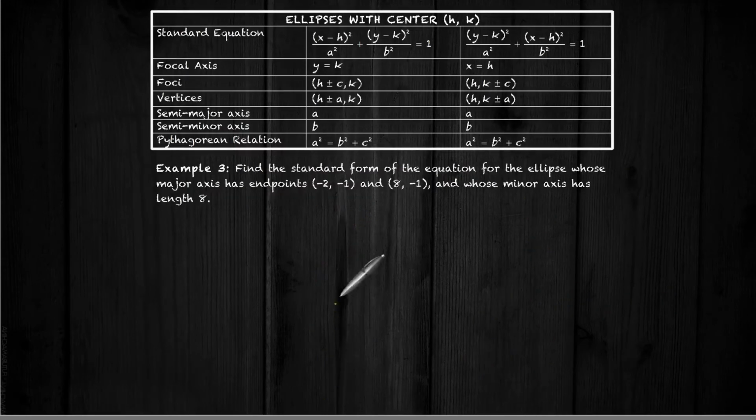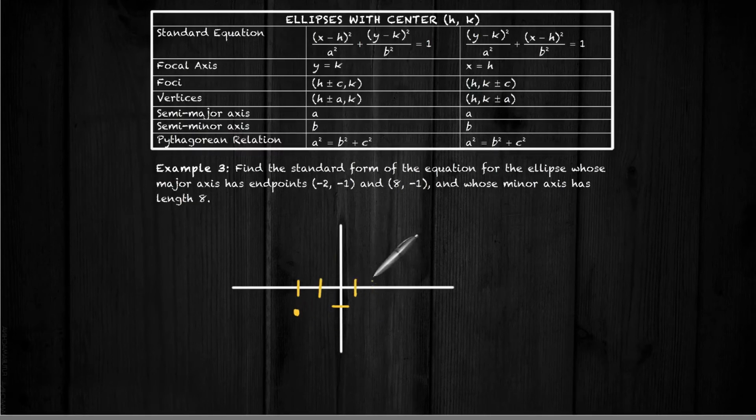All right, example 3, it says find the standard form of an equation for the ellipse whose major axis, the longer axis, has endpoints (-2, -1) and (8, -1). So once again, let's draw our x-axis, let's draw our y-axis, and let's put our endpoints on there. So our endpoints are going to be at (-2, -1), so that's going to be left 2 and down 1. So there's one of the endpoints of the longer axis.